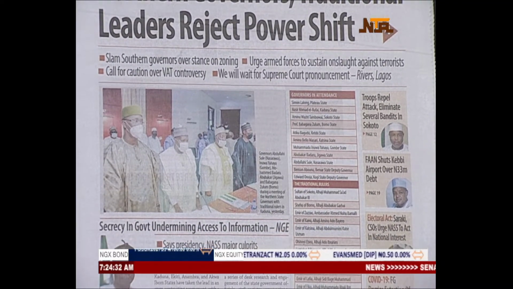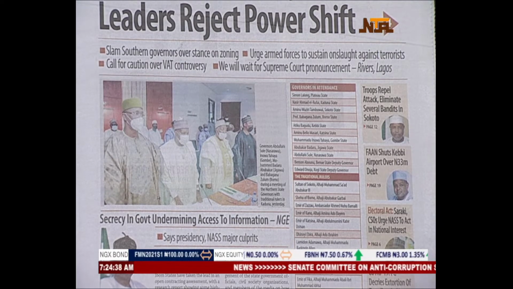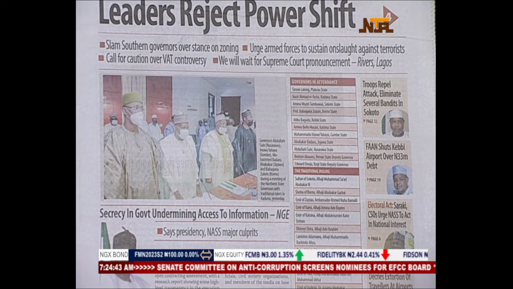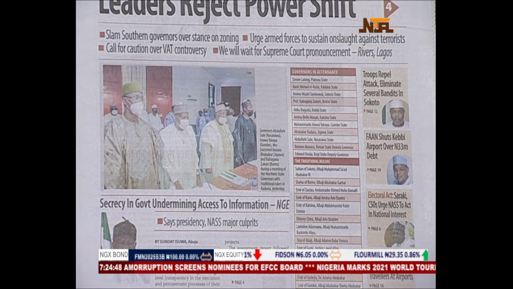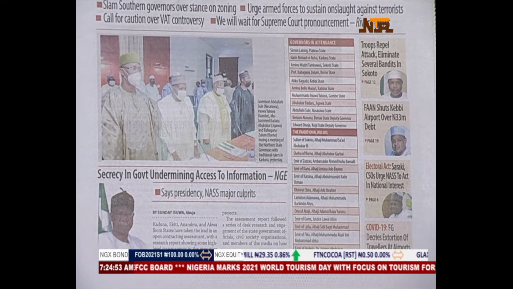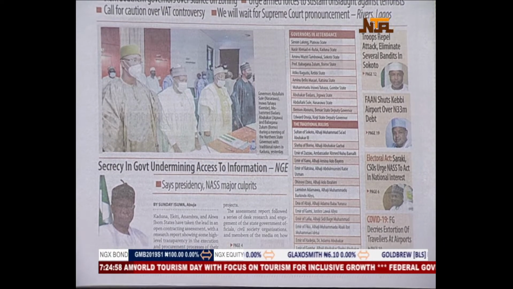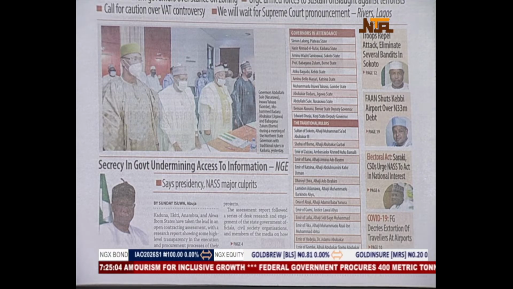Now, the second lead story, that's right below the photograph, says secrecy in government undermining access to information. And that's according to the Nigerian Guild of Editors, and says presidency and National Assembly major culprits. Troops repel attack, eliminate several bandits in Sokoto. FAN shuts Kebbi Airport over 33 million naira debt. Electoral Act, Saraki and CSOs urge National Assembly to act in national interest. COVID-19, federal government declares extortion of travelers at airports.